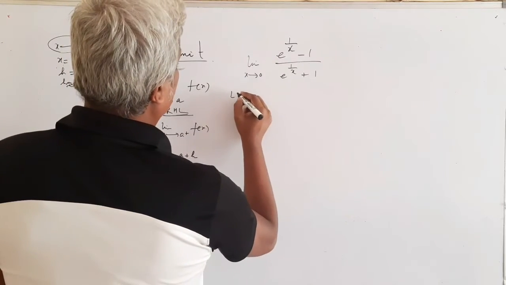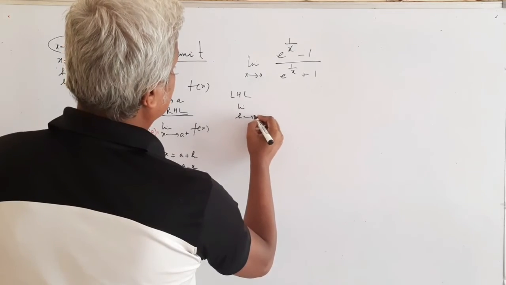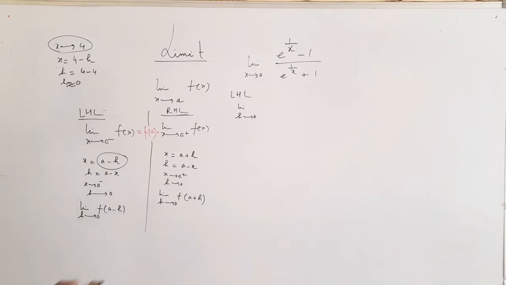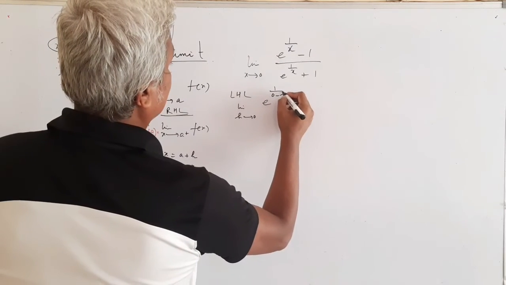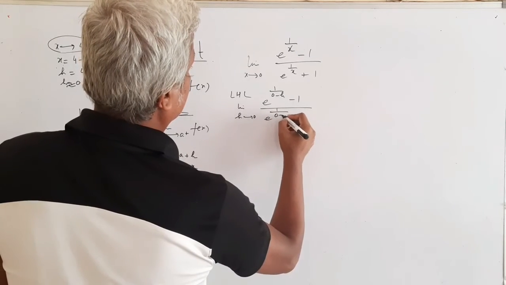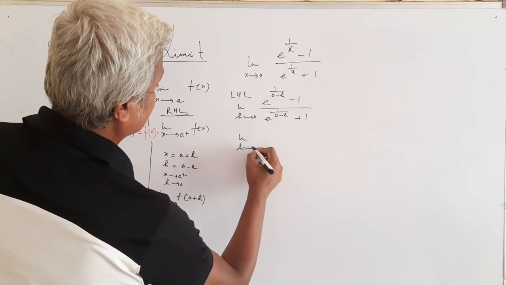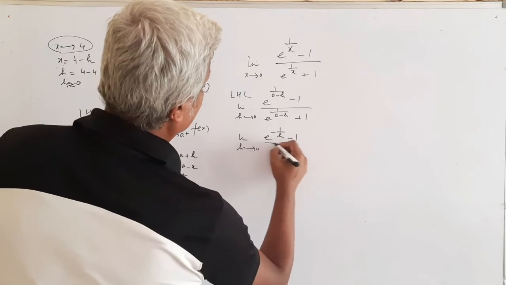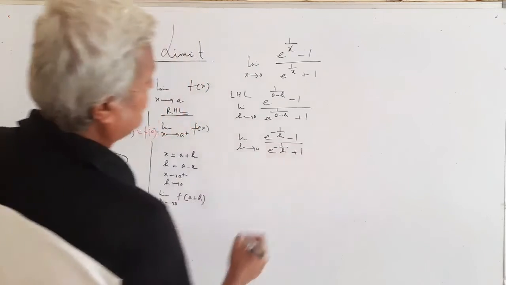So again we'll continue with our idea of left hand limit. So we'll write limit h tends to 0. I will replace x by a minus h, and a is 0, so this will become e to the power 1 over 0 minus h minus 1 upon e to the power 1 over 0 minus h plus 1. So this becomes limit h tends to 0, e to the power minus 1 by h minus 1 upon e to the power minus 1 by h plus 1.